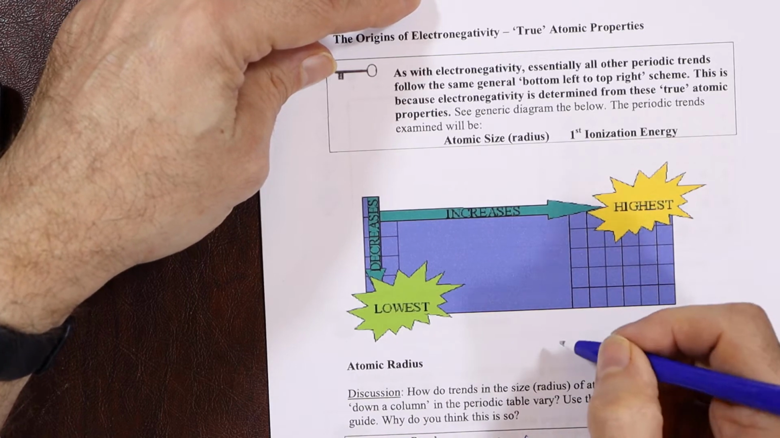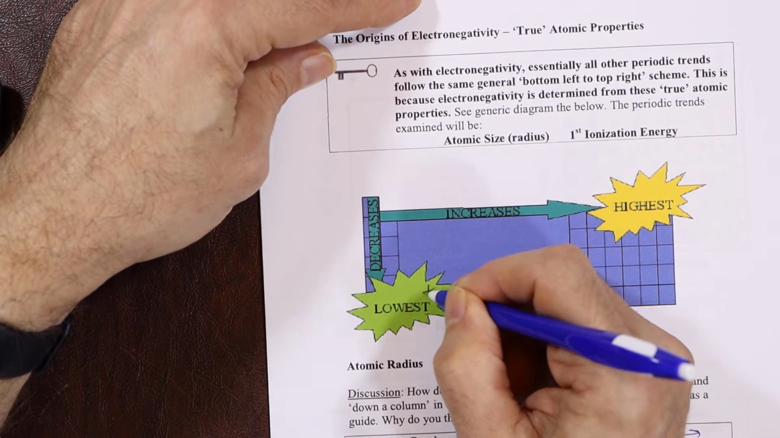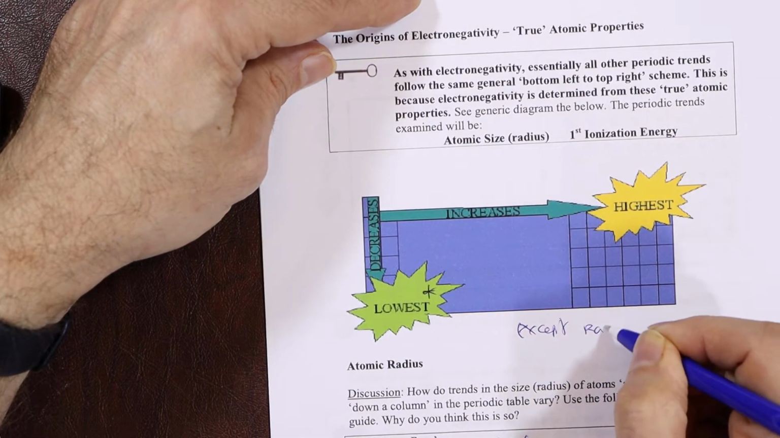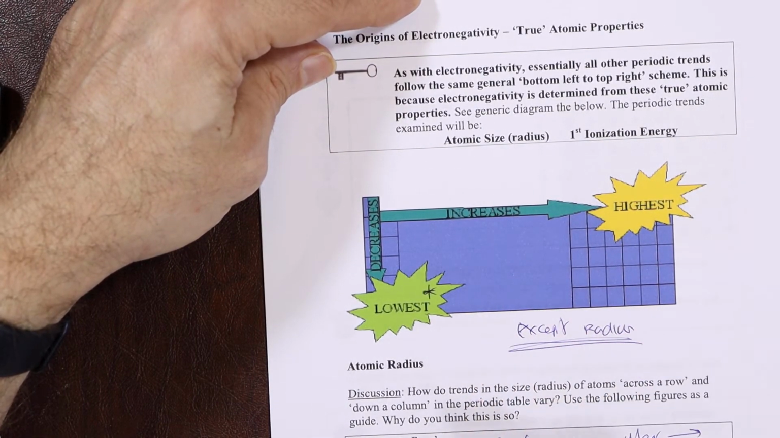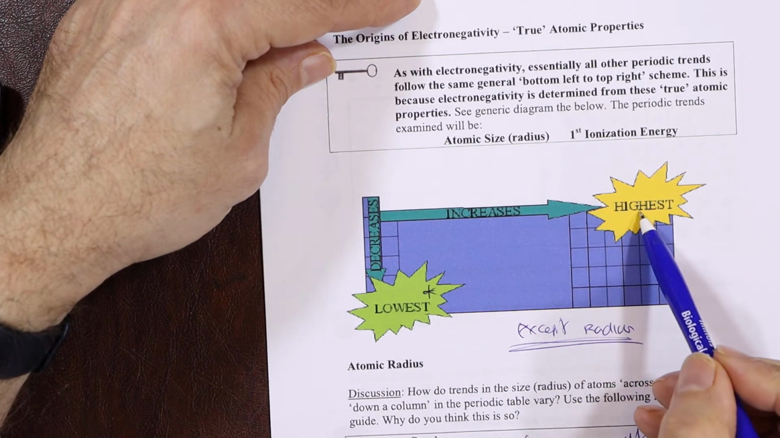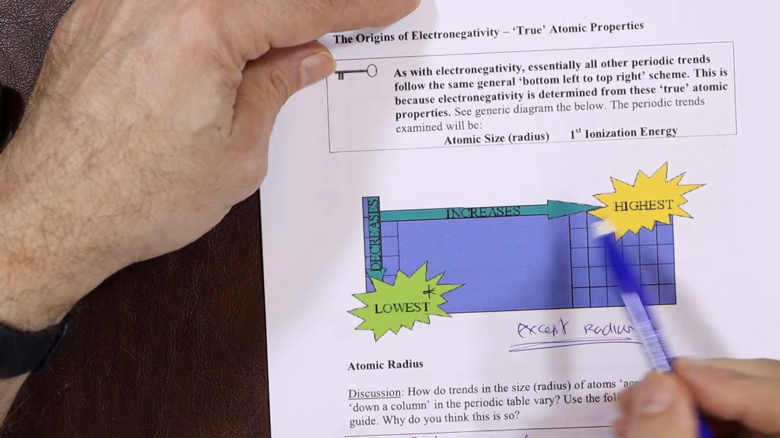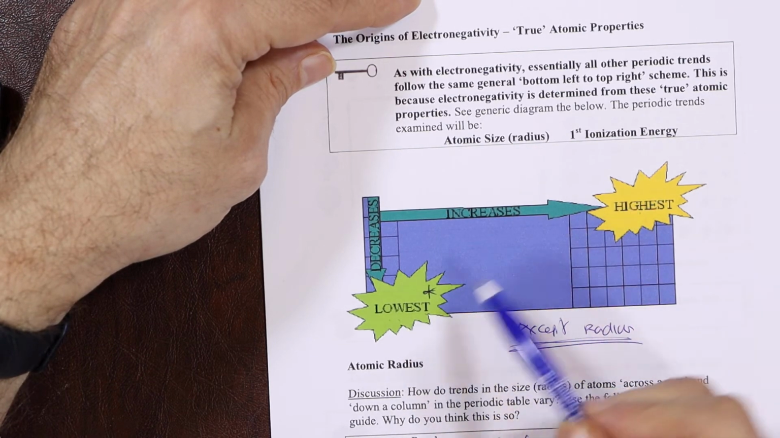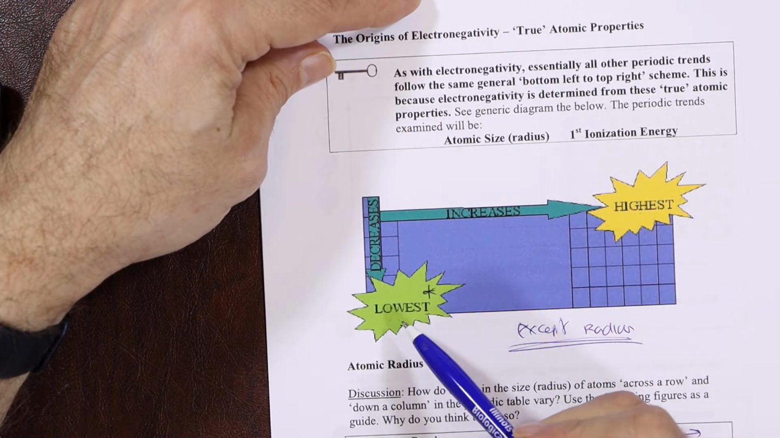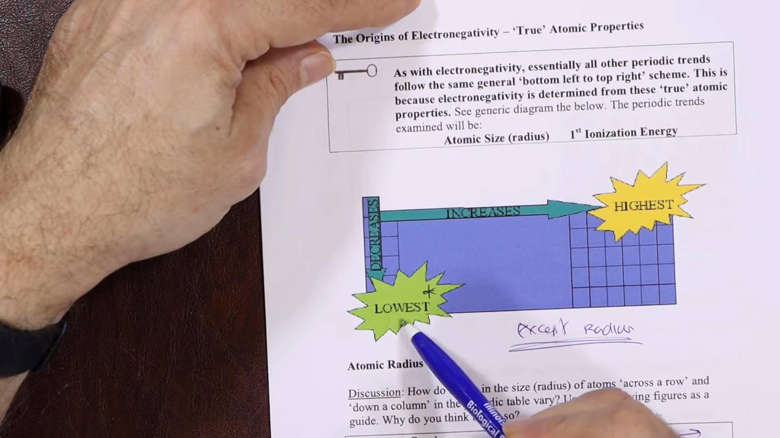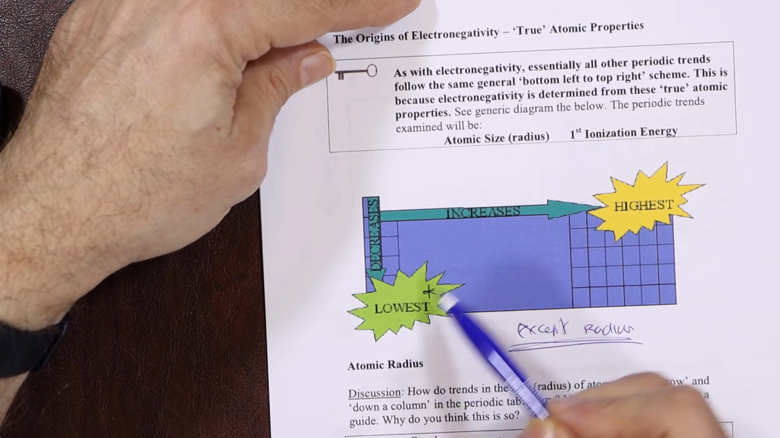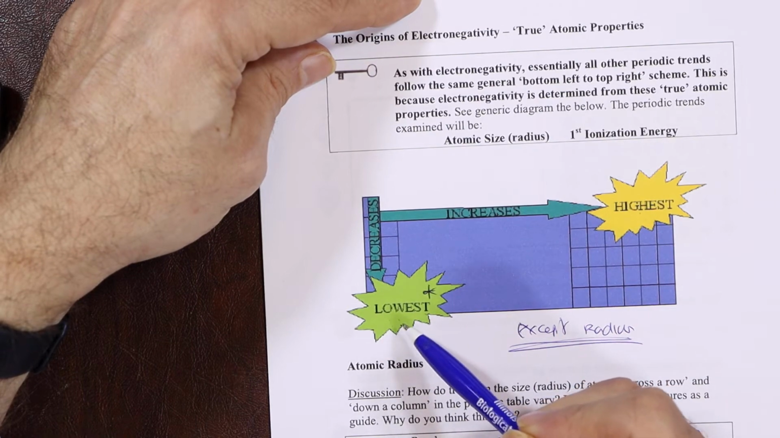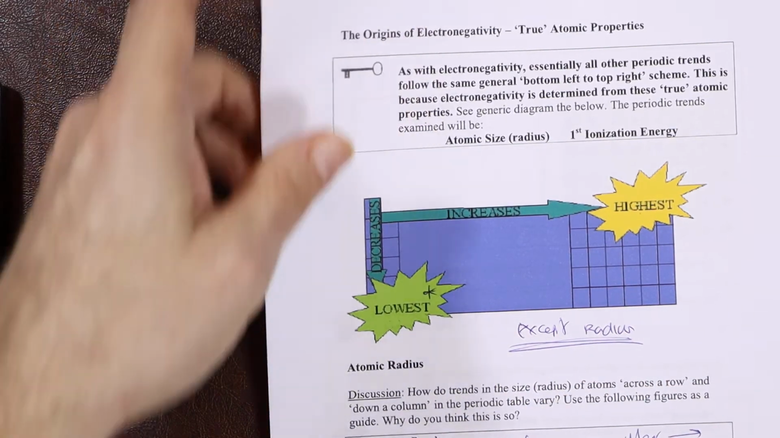If you want to remember something, the radius is the only one that goes big to small. All other trends go small to big. Okay, so largest radius is lowest electronegativity. Okay, when we do first ionization, lowest first ionization is highest radius. Okay, all right.